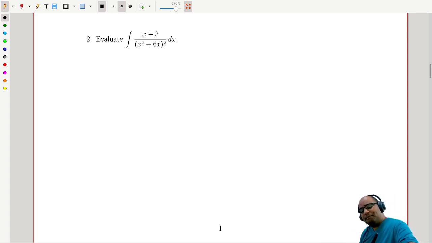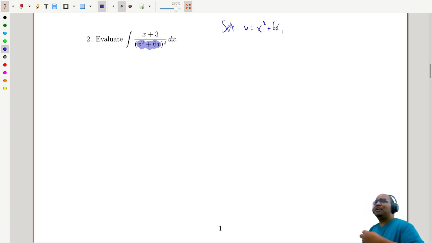But in fact, we're going to go deeper, literally, than that. We're going to take just what's being squared in the denominator. That's going to be your u. So we're going to set u equals x squared plus 6x. And by the way, you don't always have to use u as a substitution variable. You can use whatever letter you want. It's just convention here.